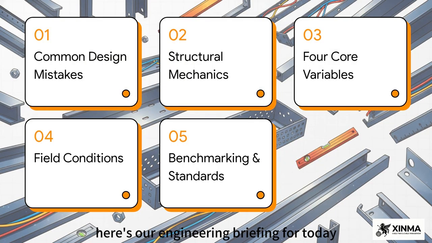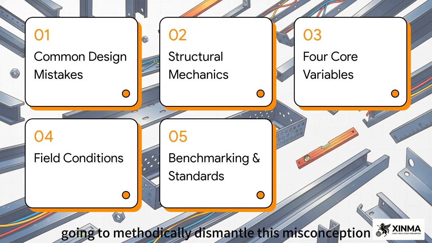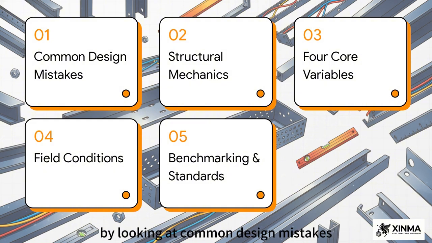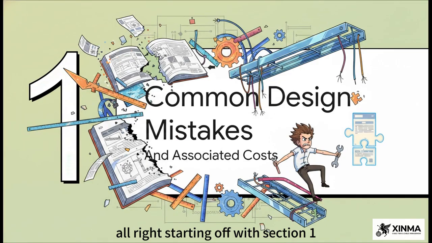Here's our engineering briefing for today. We're going to methodically dismantle this misconception by looking at common design mistakes, the structural mechanics of span, the 4 core variables you actually need to track, how to handle chaotic field conditions, and finally benchmarking and standards. All right, starting off with Section 1, Common Design Mistakes and Costs.